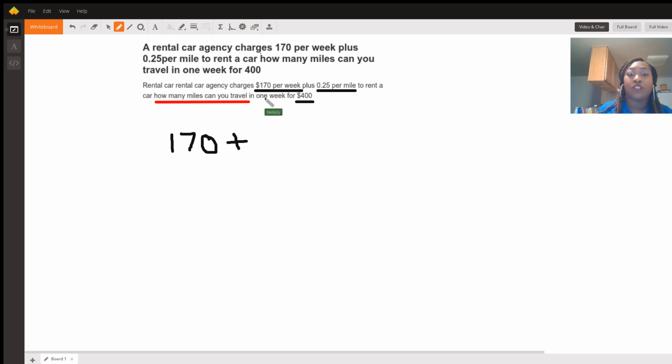All right, and now we're going to jot down the other piece of information that we underlined, which is the 25 cents. Now, for every 25 cents per mile, we need to represent that per mile with the variable x. And now we're going to equal it to $400. All right, so now we're ready to solve.